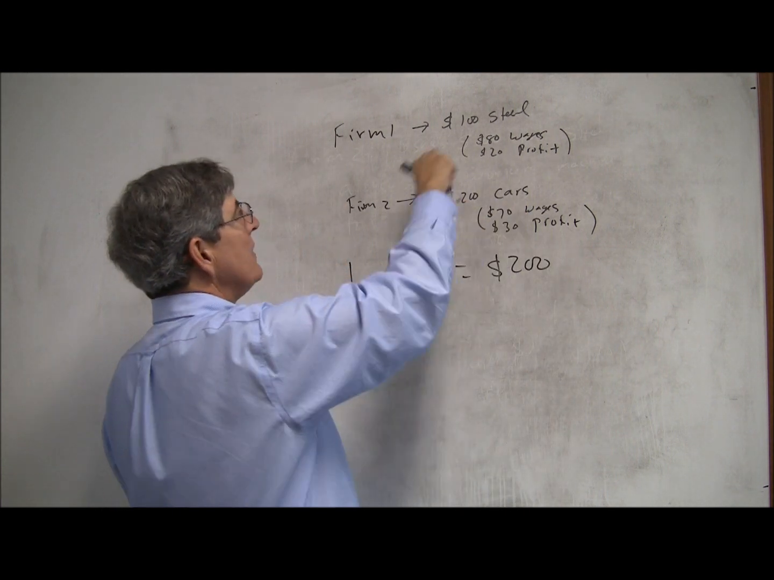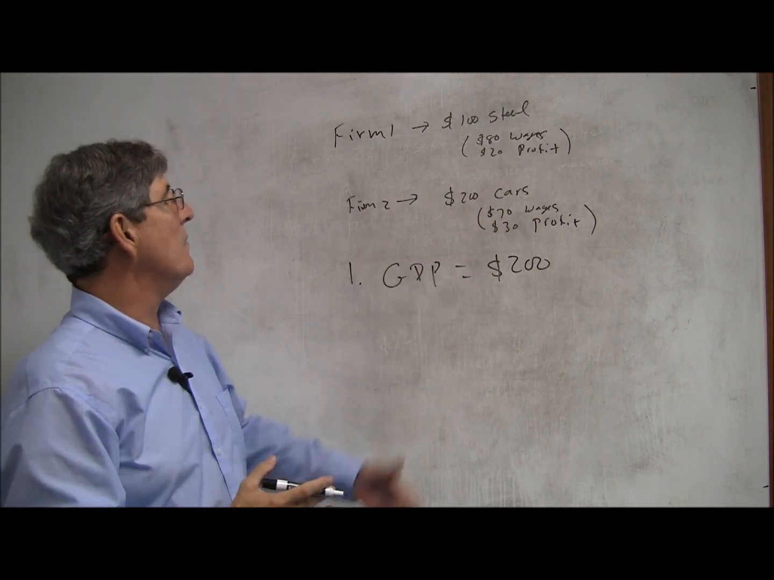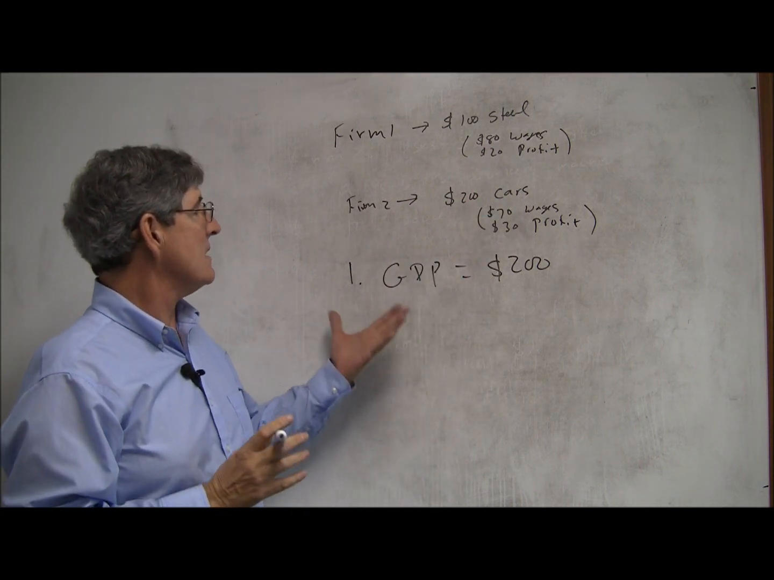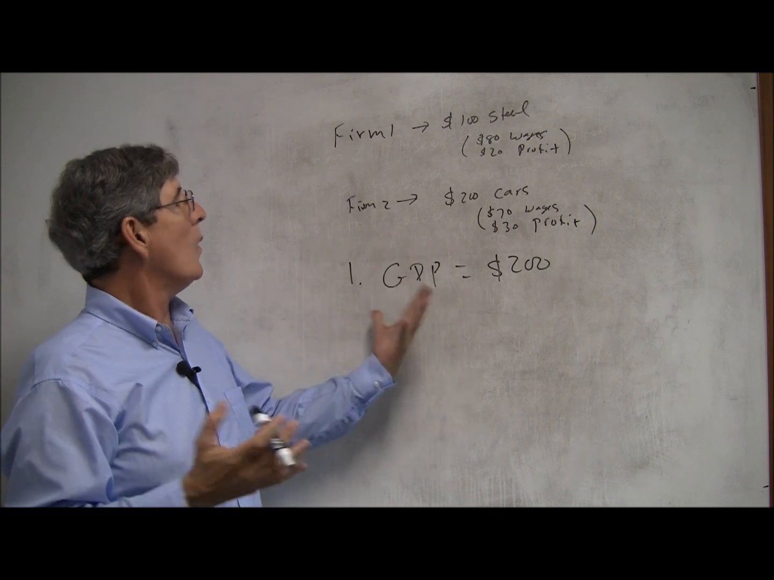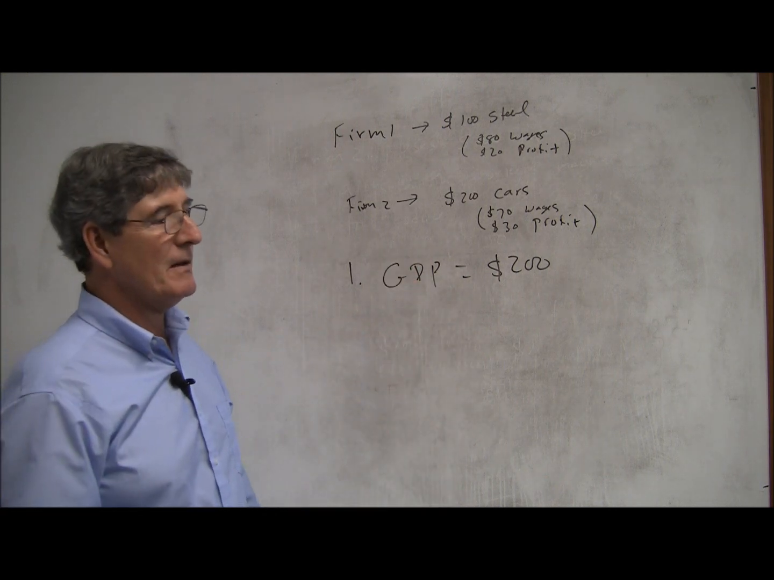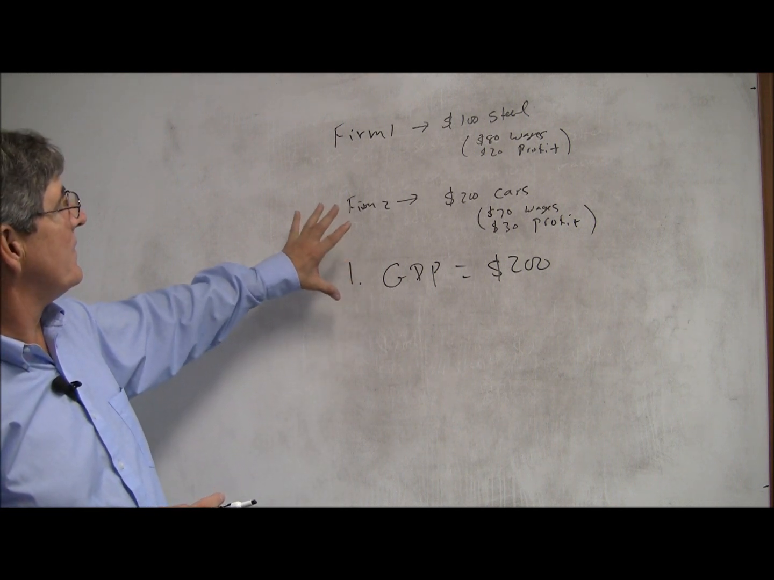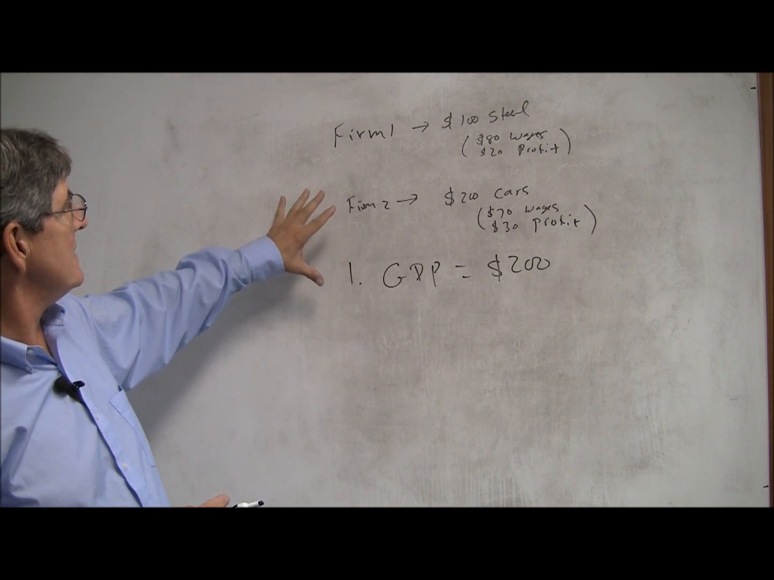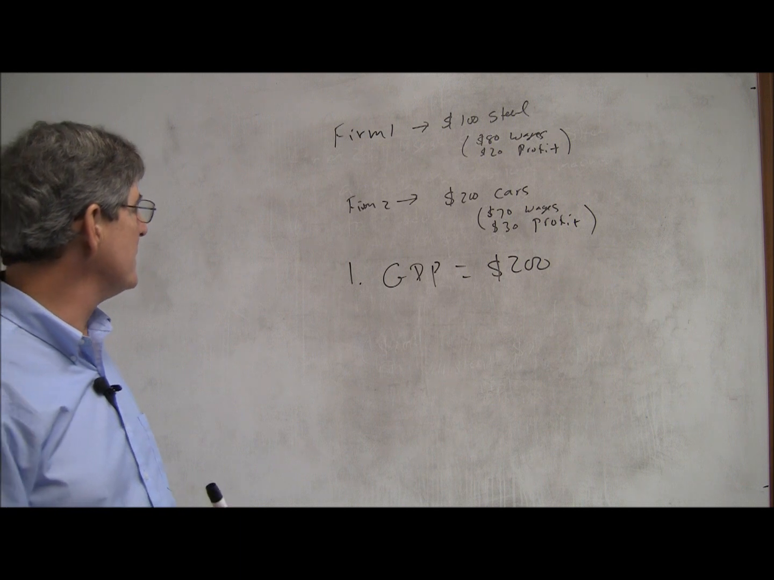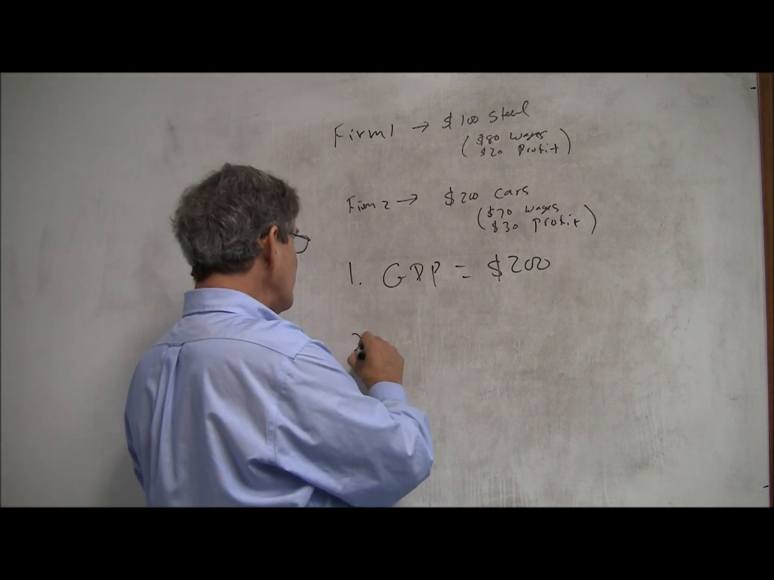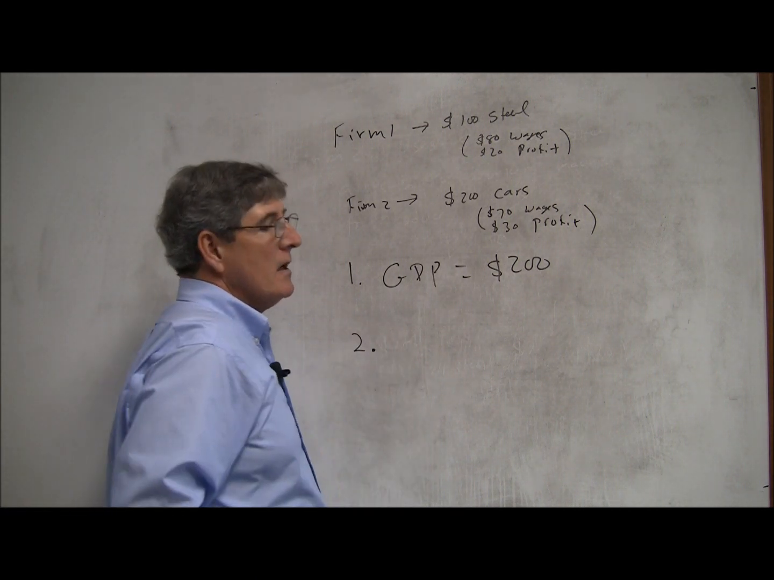The value of the final goods and services produced in, say, a month or a year or something like that, some time period. And this is organized market. They sold the cars. They weren't black market cars or anything like that. So GDP, according to the first definition, is $200.